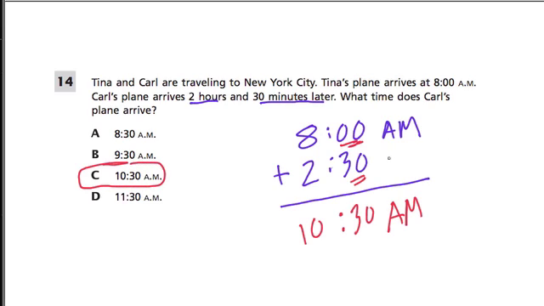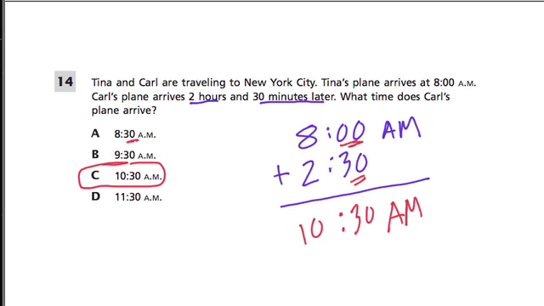I guess a trick could be that you might have only added the half an hour and gotten A. Here for B, you might have added 1.5 hours. And for D, you might have added 3.5 hours. So just keep track of what's happening.